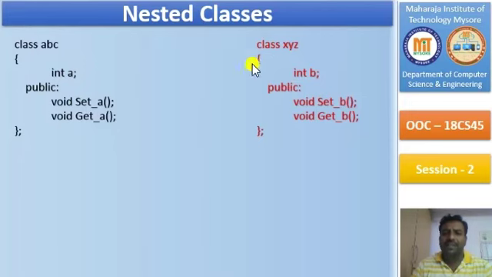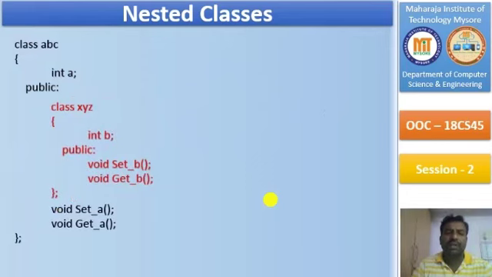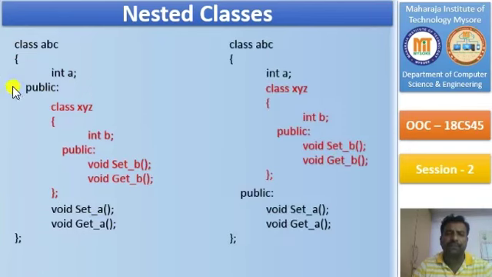Now when I say nested class or nested classes, we are going to bring one of the classes in as a declaration or definition inside the other class, something like this. Now I'm going to bring the class XYZ inside the class ABC. When I put the definition of a class inside another class, this is what we call a nested class, where one class definition is put inside another class definition.